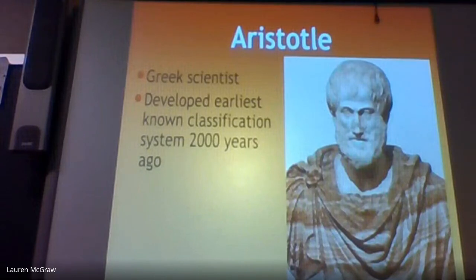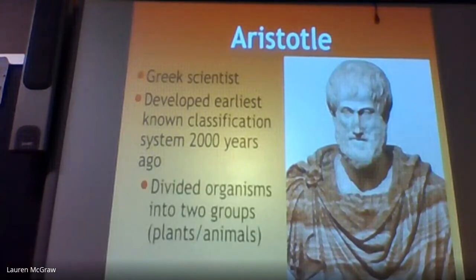Aristotle takes the organisms he knows. Is he likely to know a whole bunch of organisms living in ancient Greece? No. But he does take the organisms he knows and he divides them into two groups: plants and animals. Now, we can get on board with this, right? Plants and animals. That makes sense.